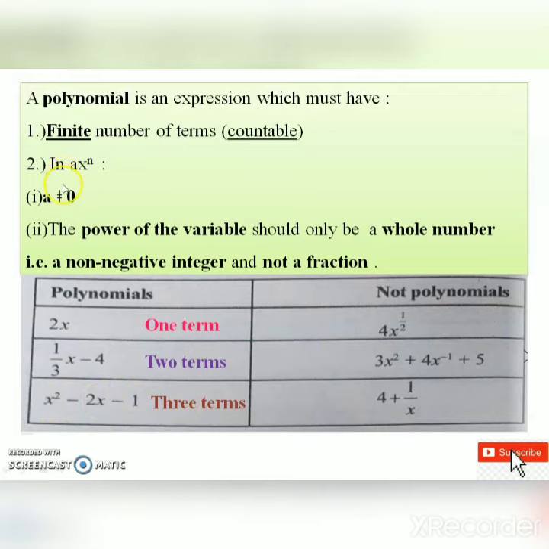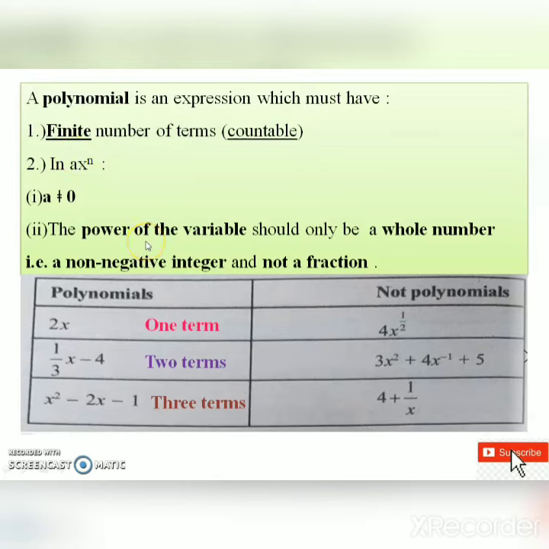And the second point in a polynomial is that the coefficient of the first term of the polynomial should not be equal to 0. For example, in x squared, what is the coefficient? The coefficient is 1. It cannot be 0, because if I have 0 into x squared, it will become 0. So it will no longer remain a polynomial. So in a polynomial, the coefficient of the highest power should never be 0.